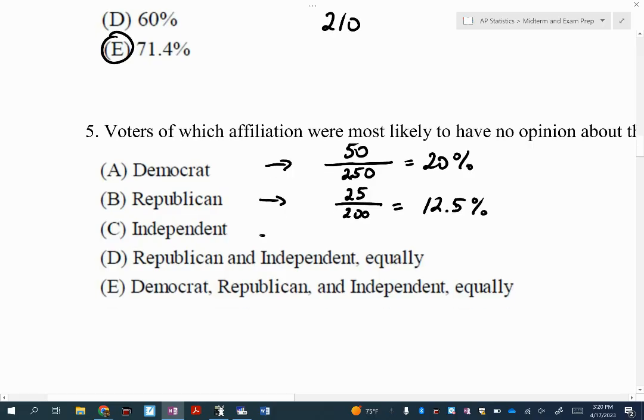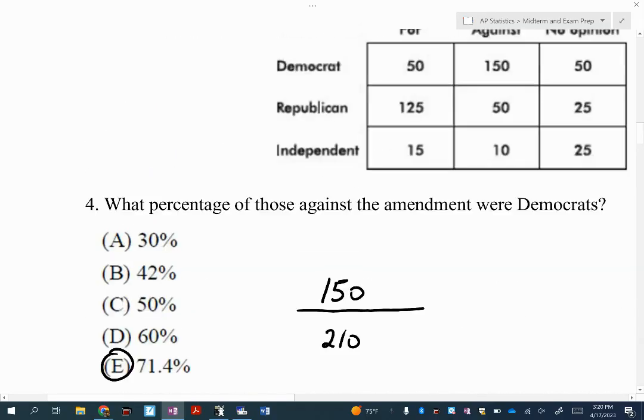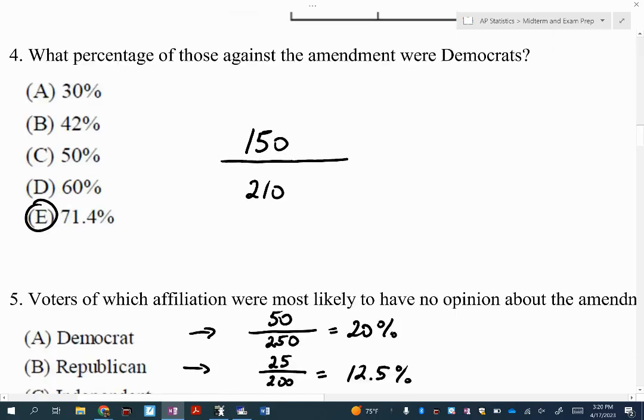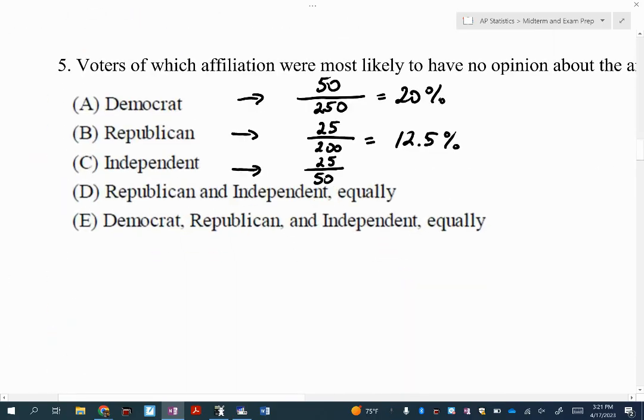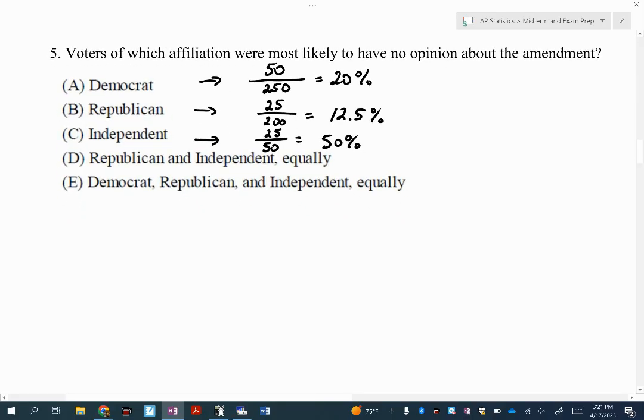And then for independents, how many total independents were there? Was it 50 independents? Yeah. And how many said that they would vote no opinion? 25. And what's that one? 50%. So when the question says, voters of which affiliation were most likely to have no opinion about the amendment, you can look at those 3. Are any of them equal? No. Which one is the highest? The independent. So that is going to be my choice for those that are more likely to vote no opinion.